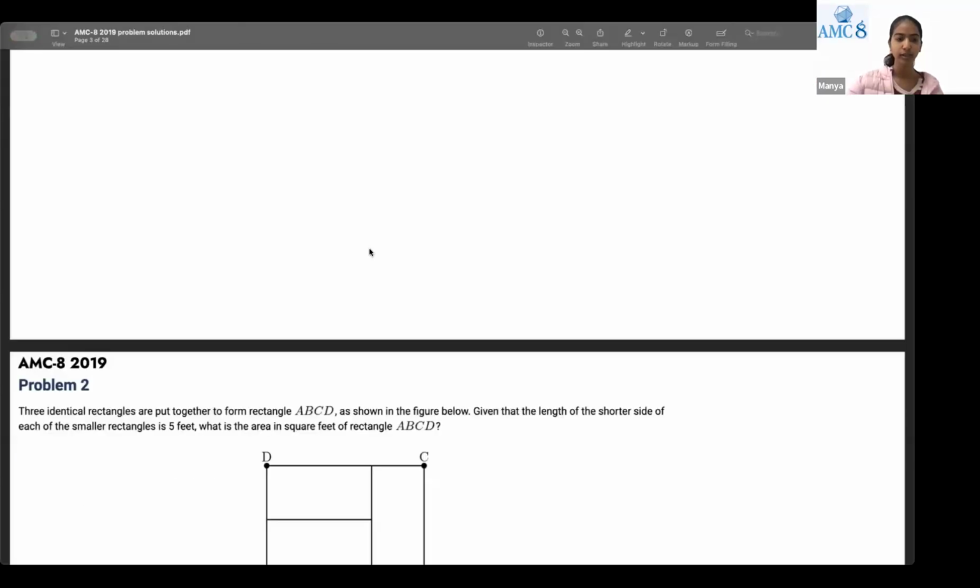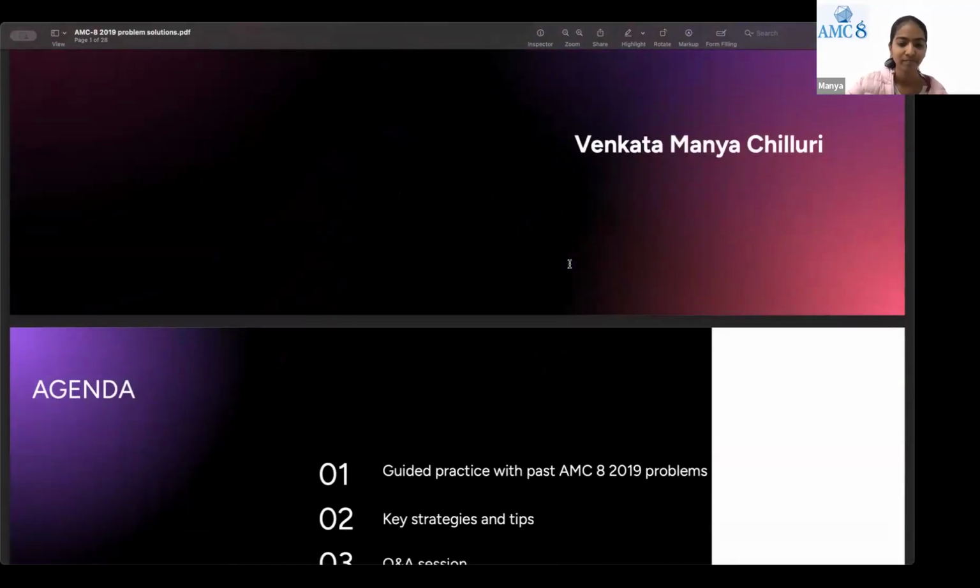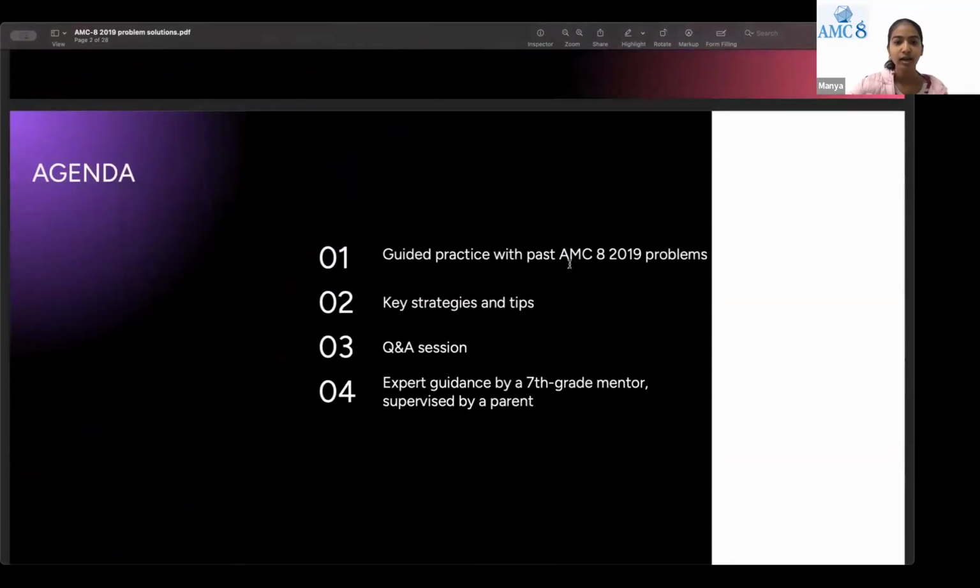I'll share my screen. We'll be starting our AMC-8 2019 problems and solutions. Our agenda is that we'll be doing the AMC 2019 problems, and we'll be talking about strategies and tips to improve your score on the AMC 8. And then there'll also be a question answering session where you can ask some questions at the end, and I'll be answering them. Let's get started.